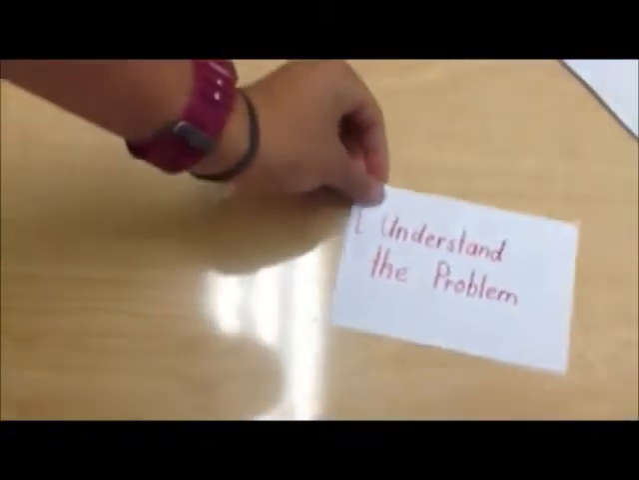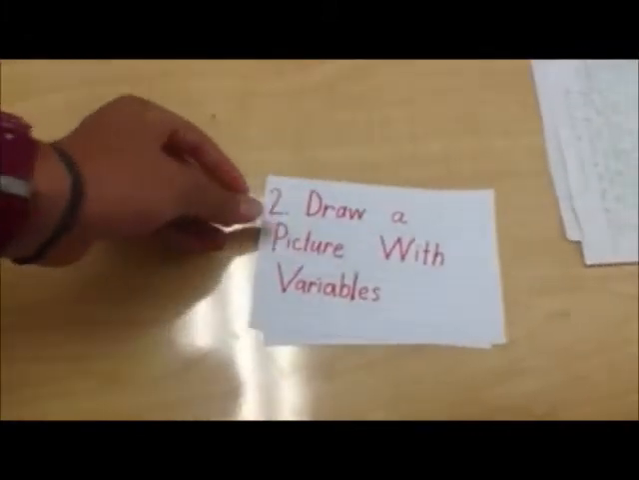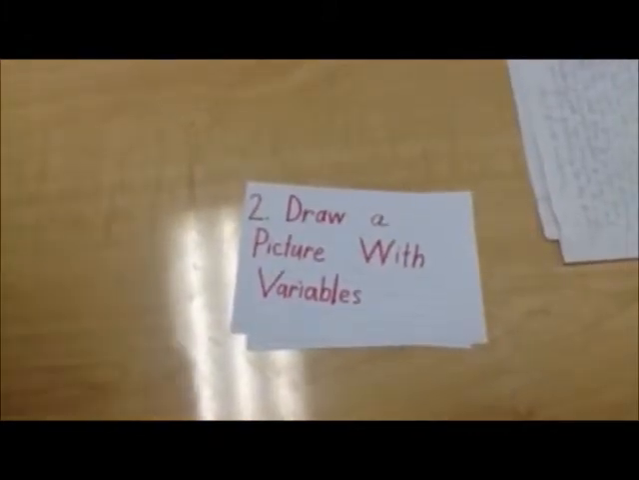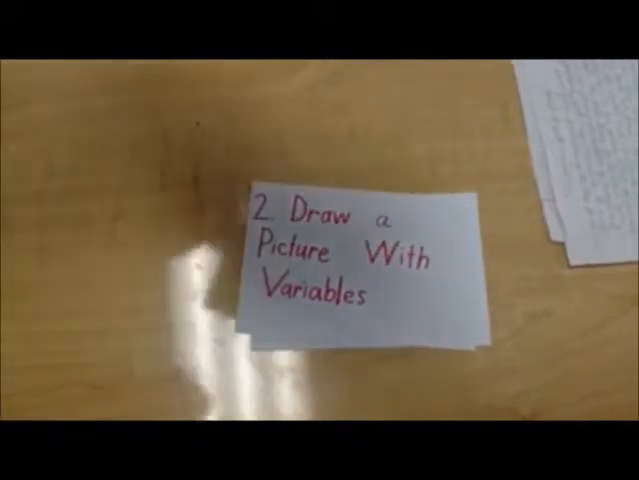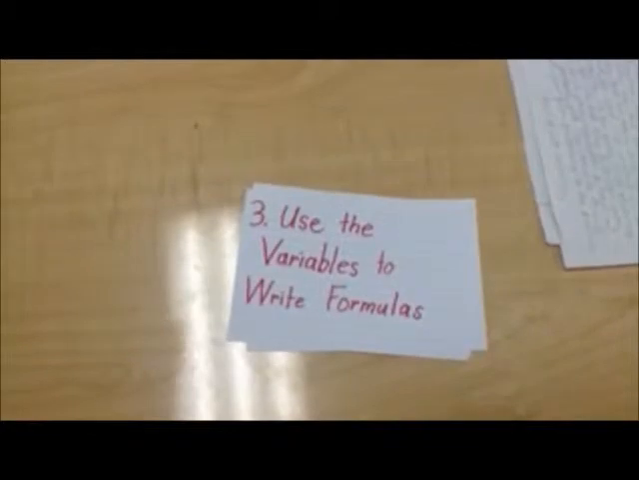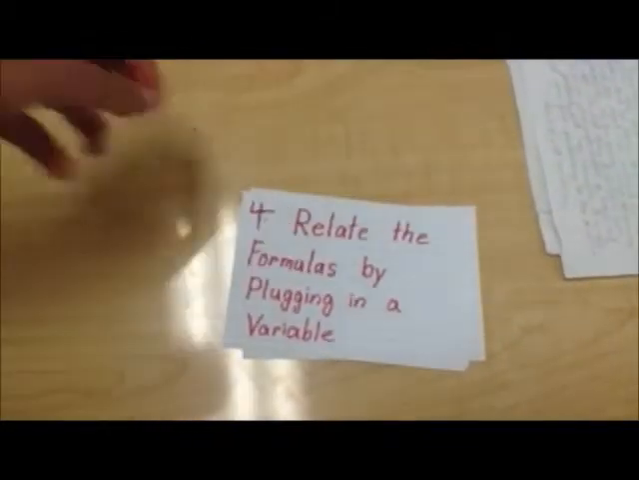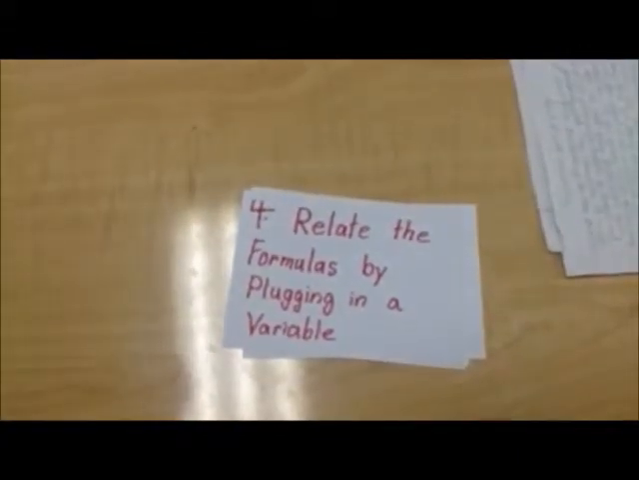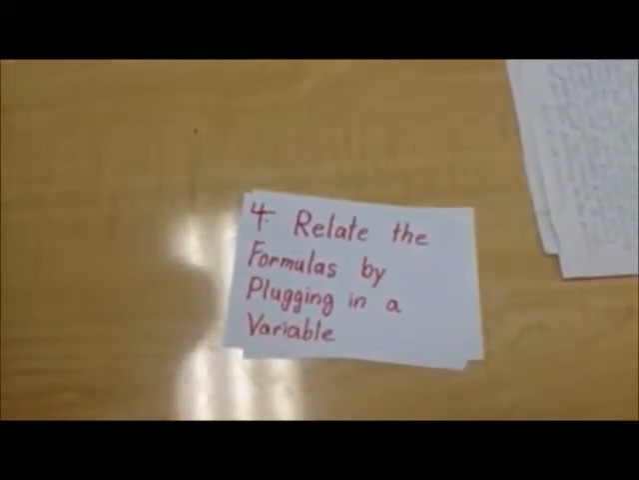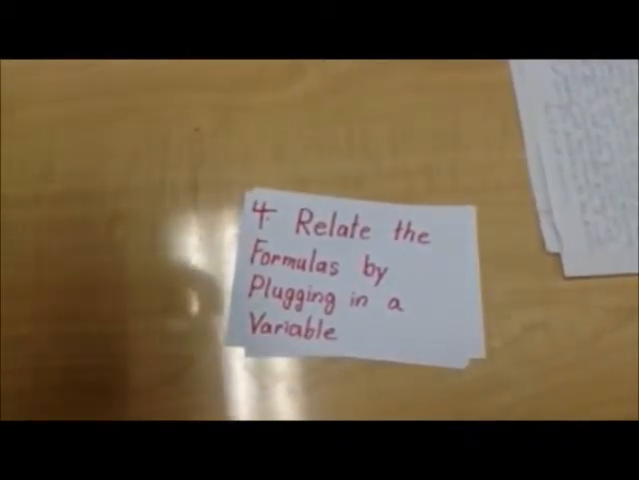So in solving optimization problems, use the steps that we use to solve this problem. Number 1, understand the problem. Number 2, draw a picture and label it with variables. Number 3, use the variables to come up with formulas considering all of the factors involved in the problem. Number 4, relate the formulas by plugging in a variable. In other words, solve for one variable and plug it into the formula that you're looking for the answer for.